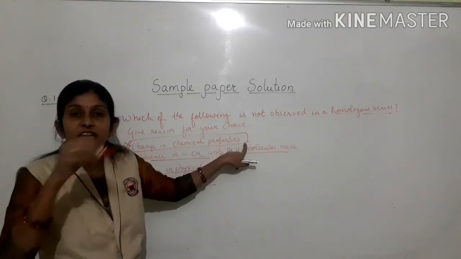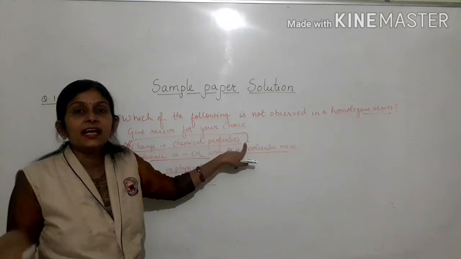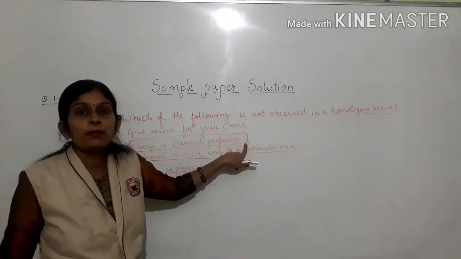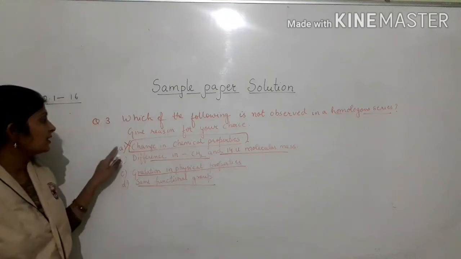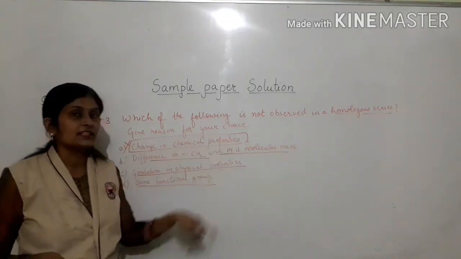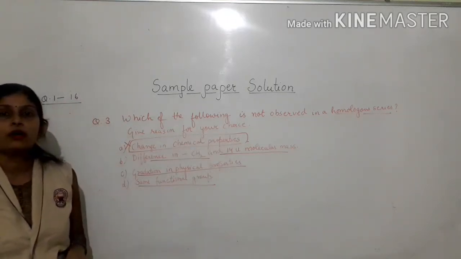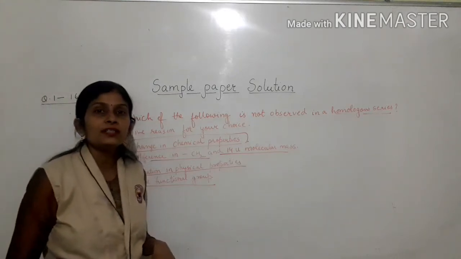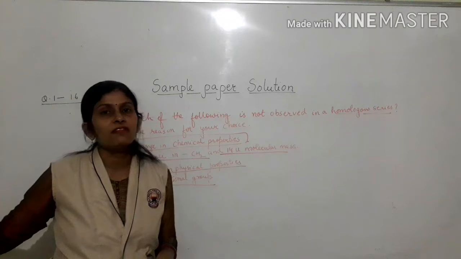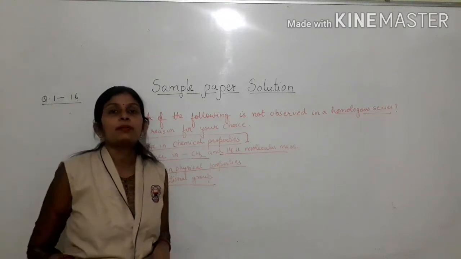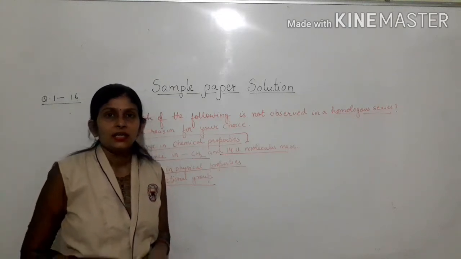So if they have same functional group, then they have same chemical properties. They will not be different in chemical properties. So answer is change in chemical properties. This is not observed in a homologous series, because all the organic compounds of a homologous series have same functional group, so they have same chemical properties.